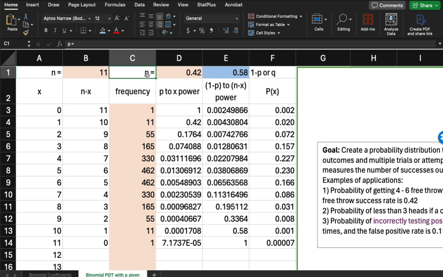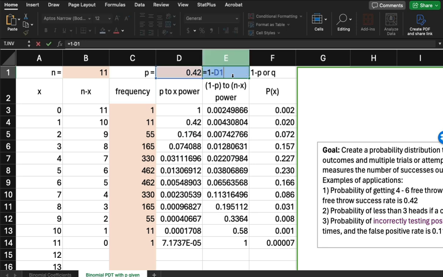And then we need the p-value, or the probability of success. So the probability of success for this free throw situation is 0.42. And then we need the probability of failure, which is 1 minus that value. So in E1, we're going to type equals 1 minus D1. Okay, equals 1 minus D1.